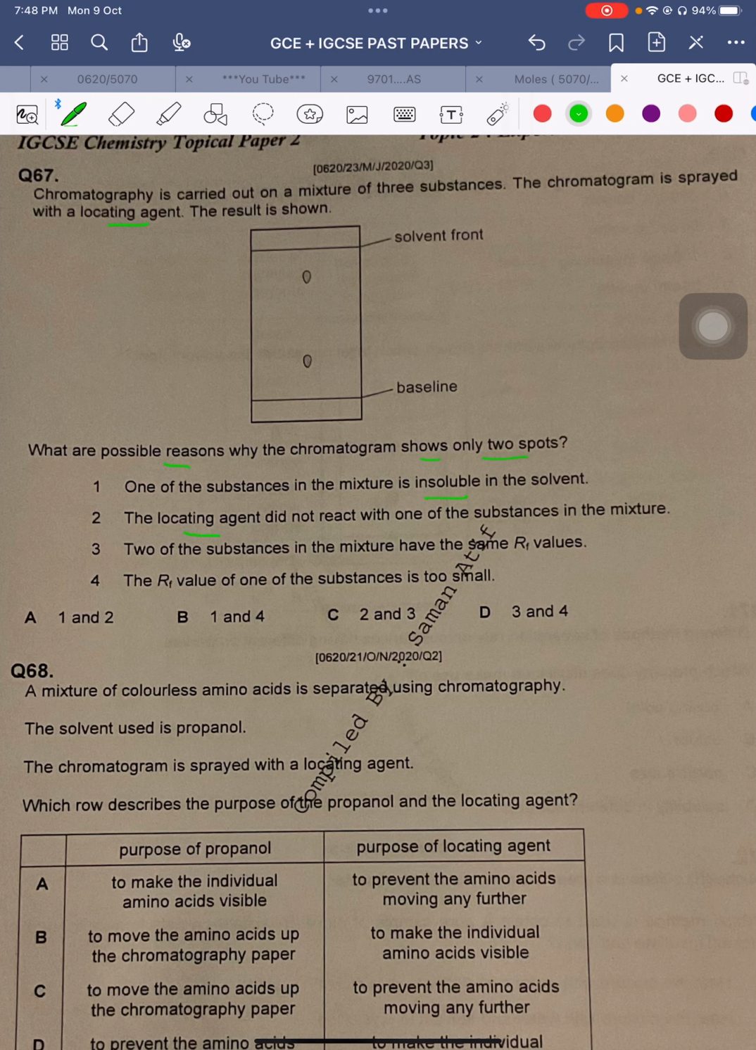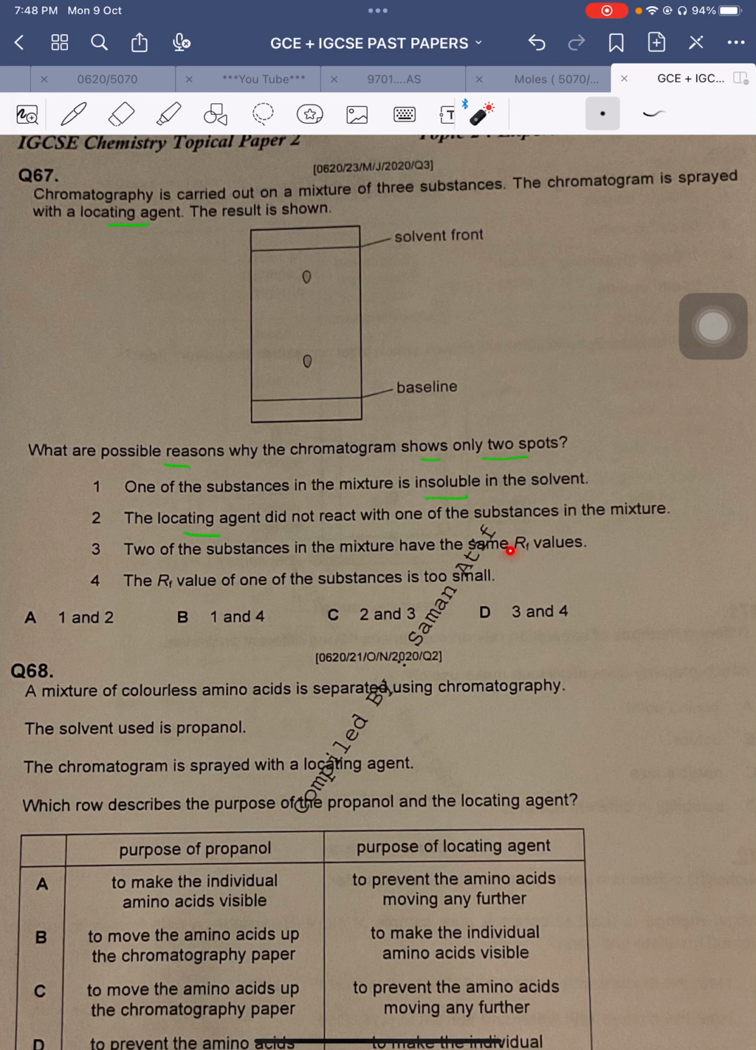Remember that a locating agent is a chemical which reacts with a colorless chemical to change it into a colored spot. So, for example, this is a spot and it is definitely made up of a chemical and it is colorless. When it reacts with the locating agent, the result of the reaction is colored. So, in this way, we can say that the locating agent has changed the colorless spots into colored spots. Two of the substances in the mixture have the same RF value. This can also be one of the options, that's why they have the same spot.